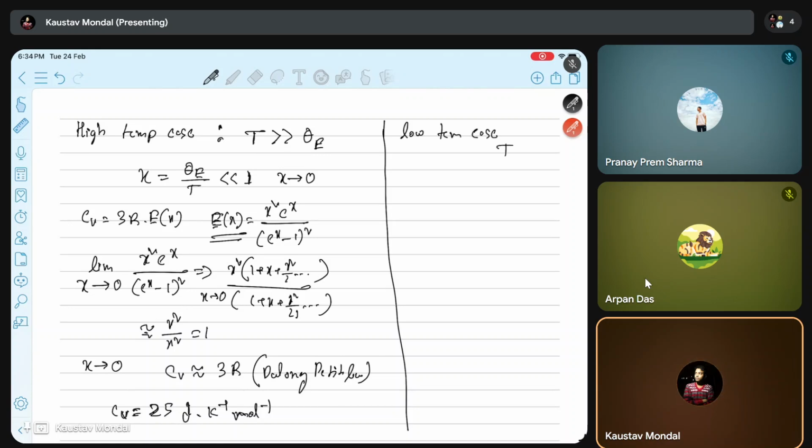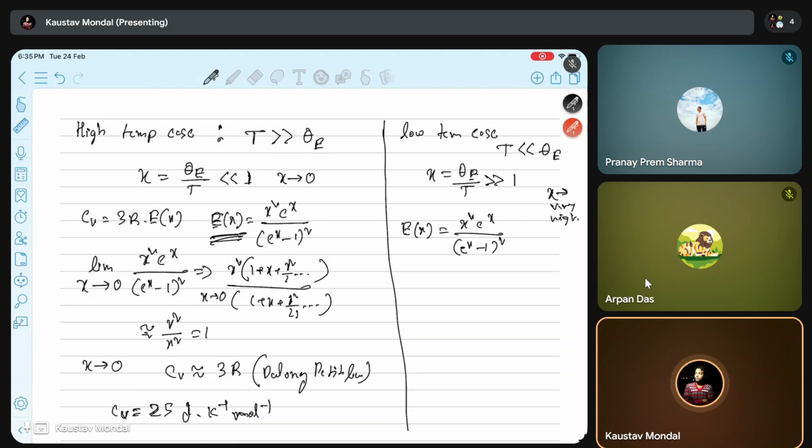In that case, T is smaller than theta E. So x, that is theta E by T, would be greater than 1, that means x tends to a very high value, tends to infinity. Now we put the limit onto this function E(x), like what we have done for the high temperature case. E(x) is basically x square e to the power x by e to the power x minus 1 whole square.